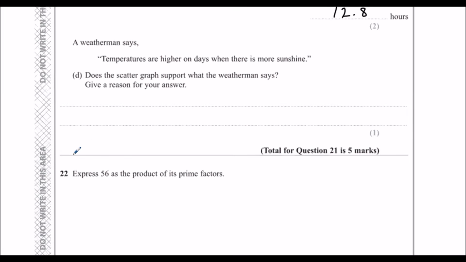A weatherman says temperatures are higher on days when there is more sunshine. Does the scatter graph support this? Yes, it does, because in our scatter graph, as sunshine increases, temperature increases.